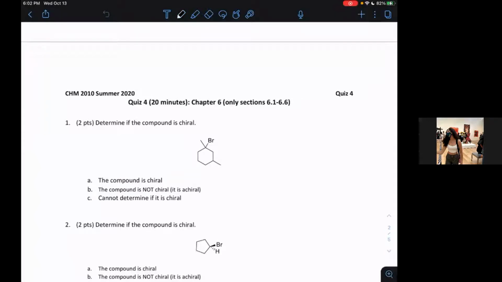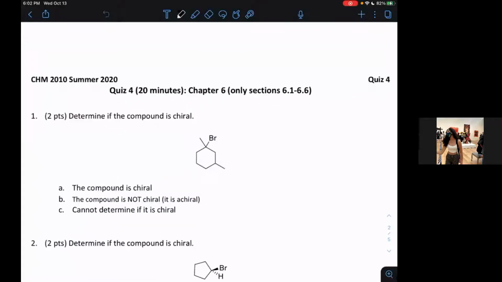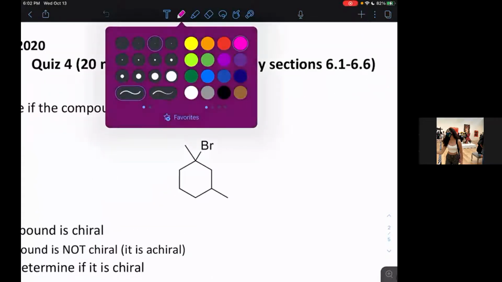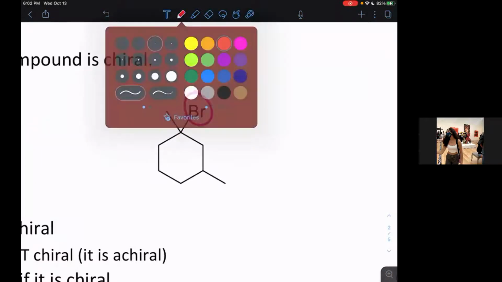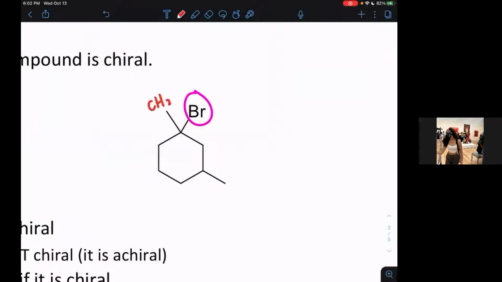So, determine if the compound is chiral. I just kind of looked at it recently and automatically went to this one. I guess maybe this could also be a chiral center, but I don't really want to think about that right now, so we'll just look at this center right here, because it's connected to a Br. This one right here is a CH3.